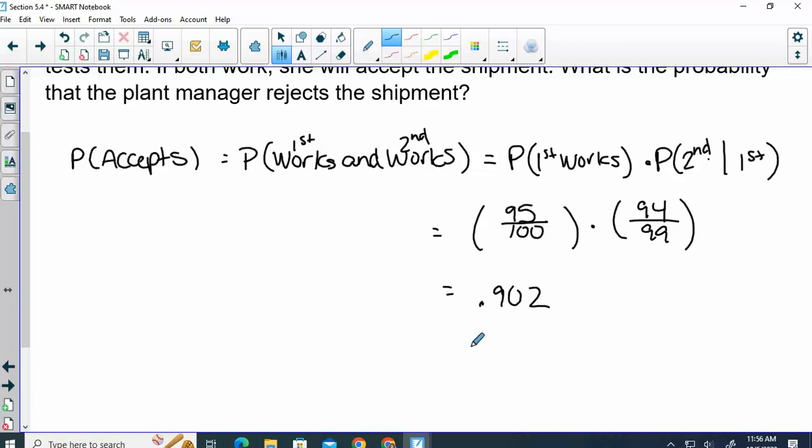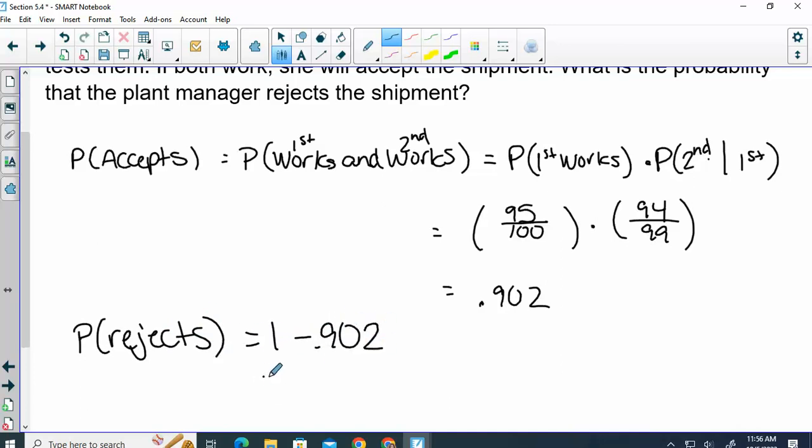So then how do we find the probability that she rejects? And we get there's a 9.8% chance that this shipment would get rejected. All right. Let's try another one along those lines.